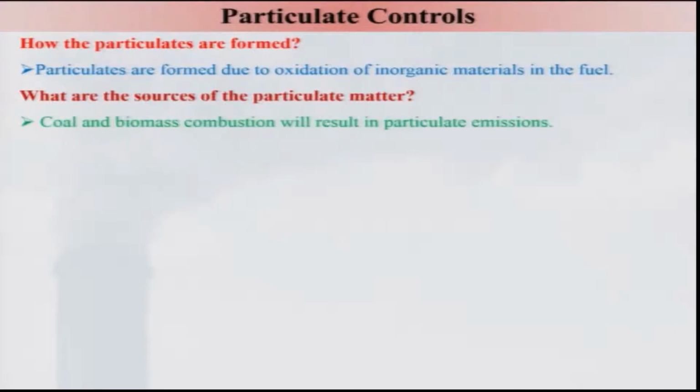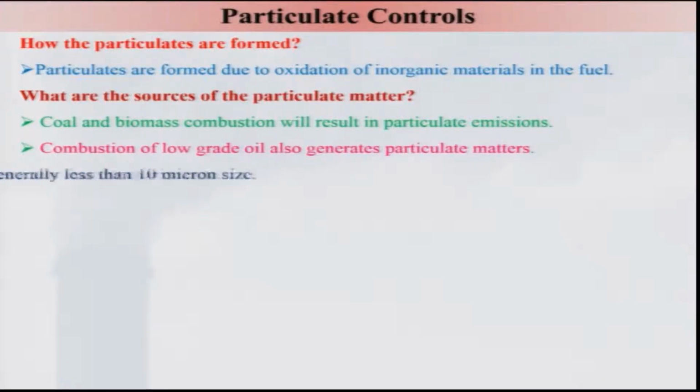And what are the sources of particulate matter? Basically, coal and biomass combustion result in particulate emissions like ash and other inorganic materials converting into oxides. And of course, even in gaseous fuel and liquid fuel you can also get soot particulates, which have to be avoided, and combustion of low grade oil also generates particulate matter. And these particulates are generally less than 10 micron size.